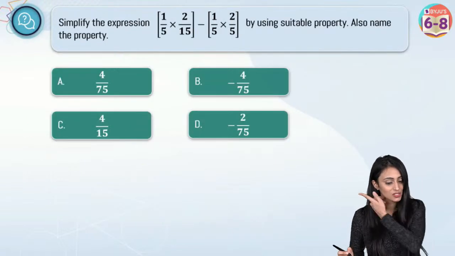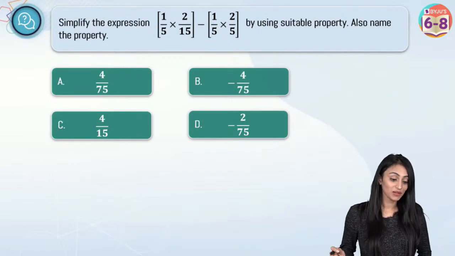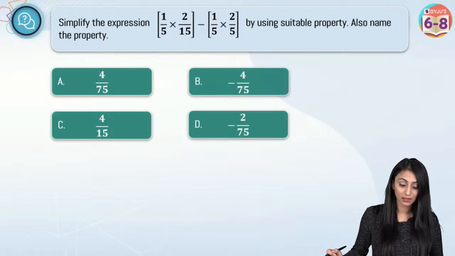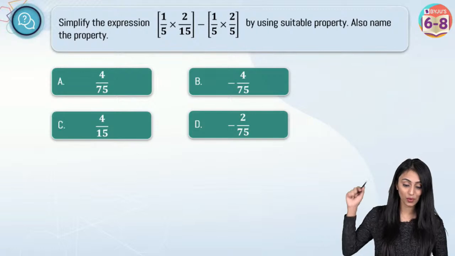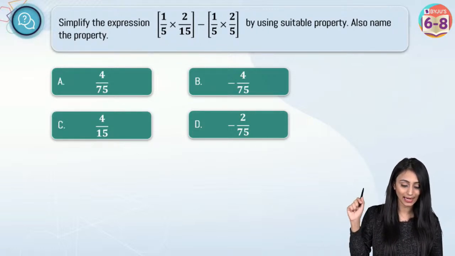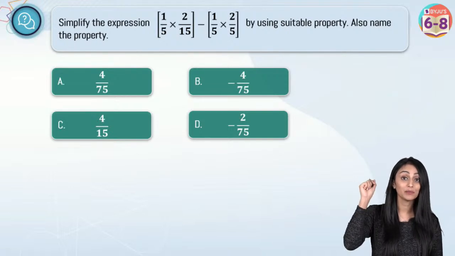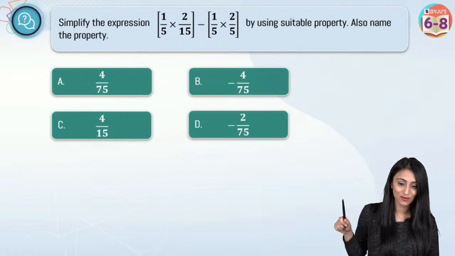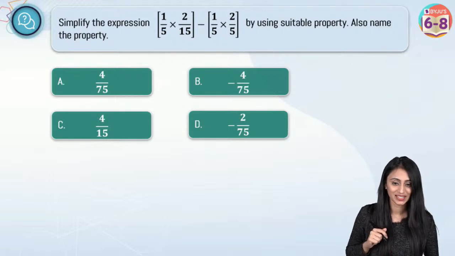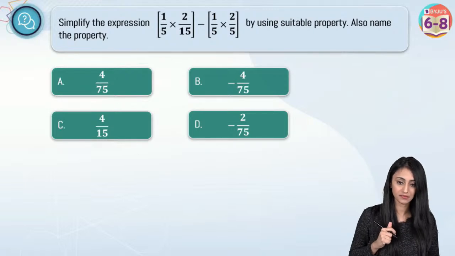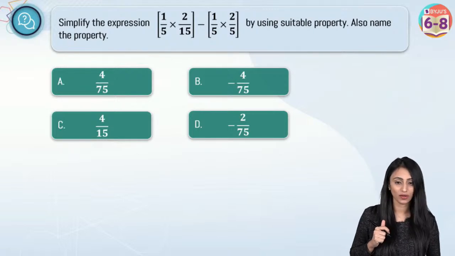Let's take a look at the next question. Simplify the expression 1 by 5 times 2 by 15 minus 1 by 5 times 2 by 5 by using a suitable property. Also name the property. 4 options you can see over here. Quickly simplify this and tell me what the right option would be. Also, tell me the property name as well. Yes, I can see lots of thumbs up. Wow. Quickly. Okay, so Darshan Solanki says it's A, 4 by 75. So quick you are.